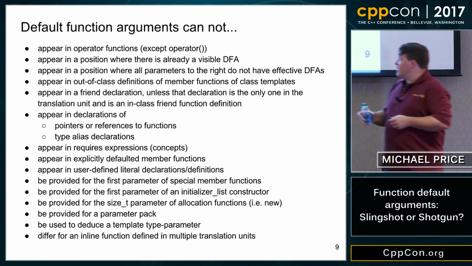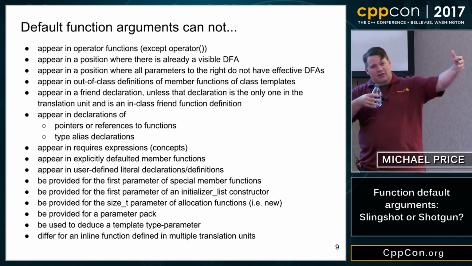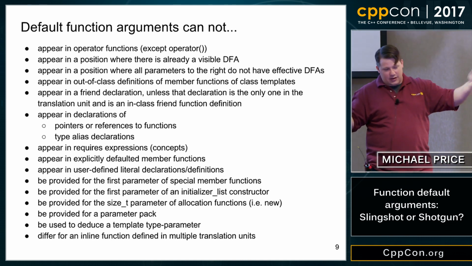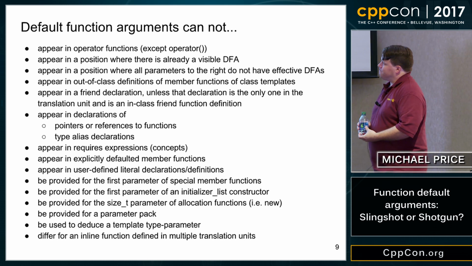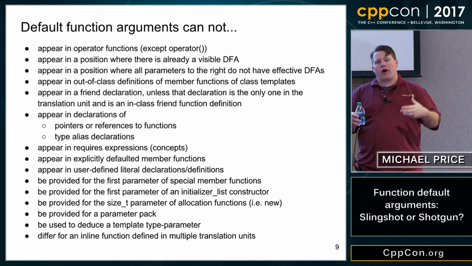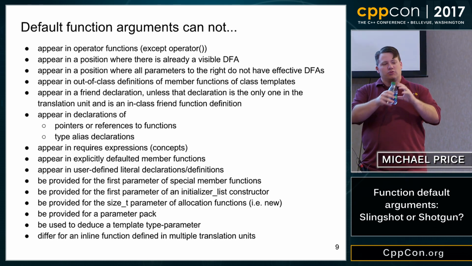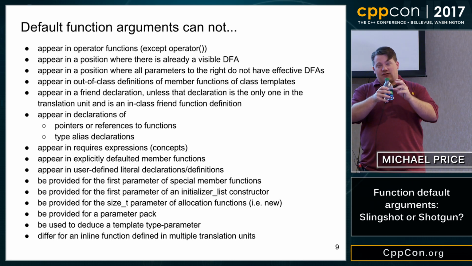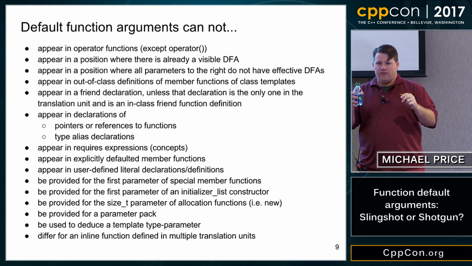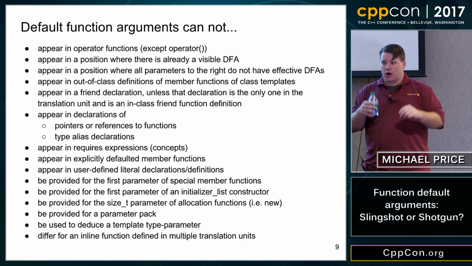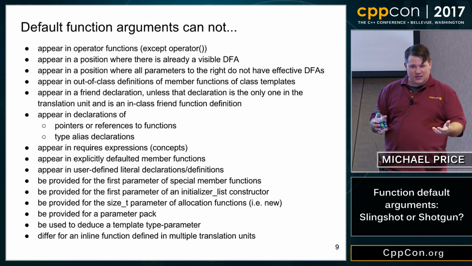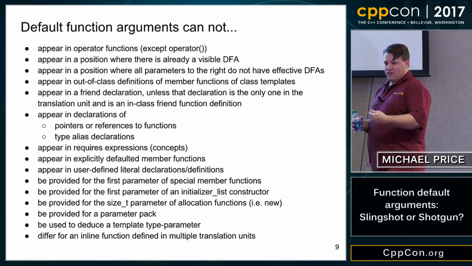There's an interesting thing that got added. Concepts is being added to the language, or trying to get added into the language. And they introduced a thing called requires expressions, which can actually introduce a signature just for type checking. You can't put them there because it doesn't make any sense, because you're never going to invoke that thing. It's just for doing the type checking.